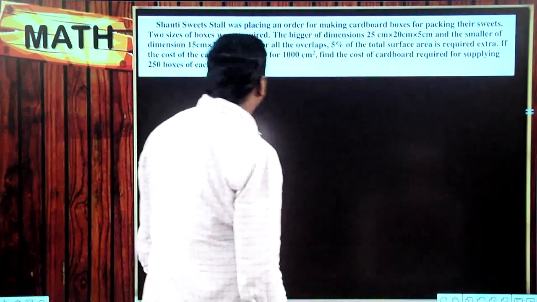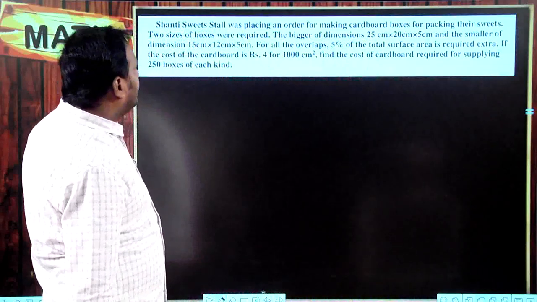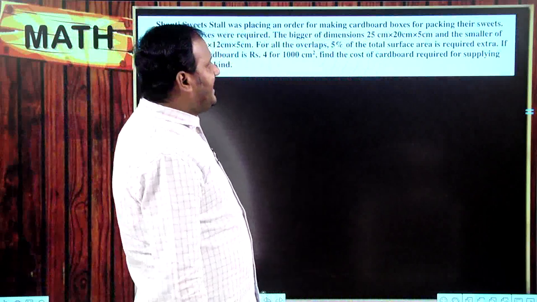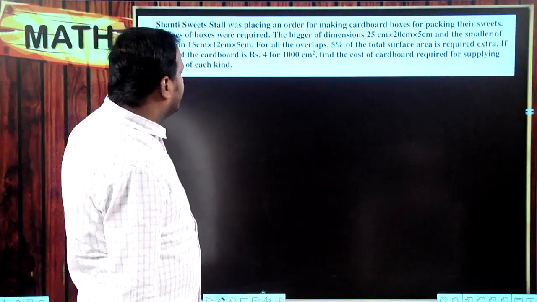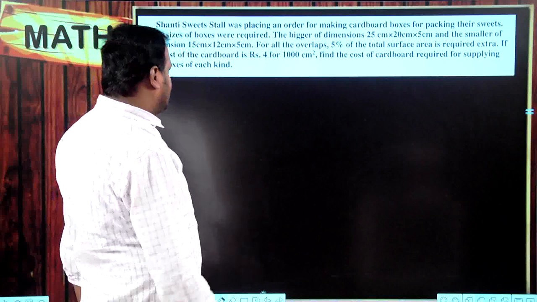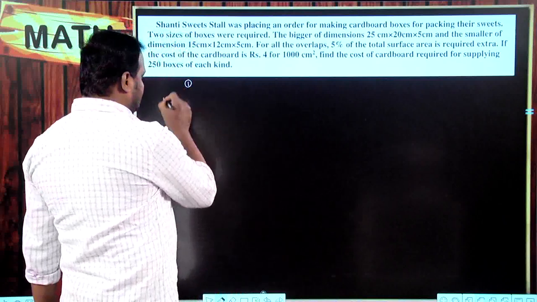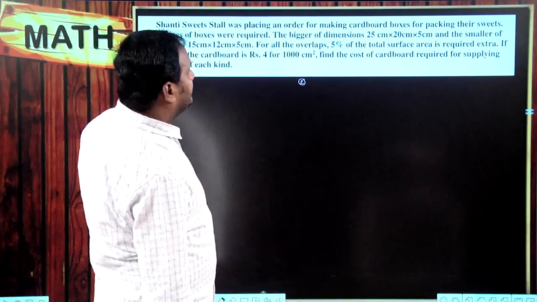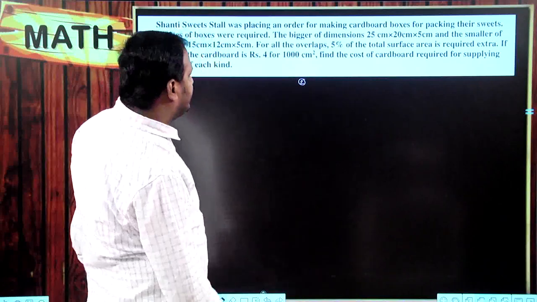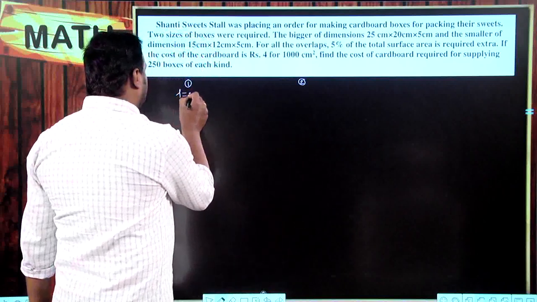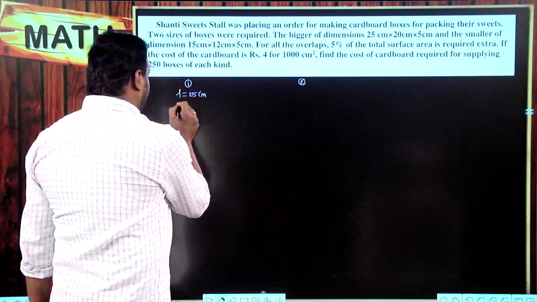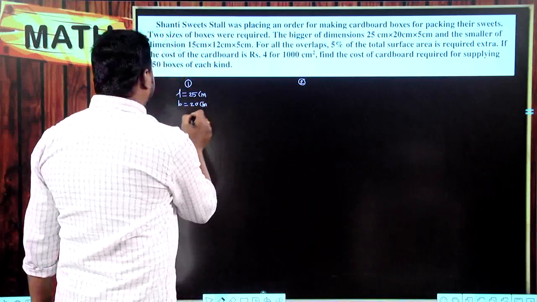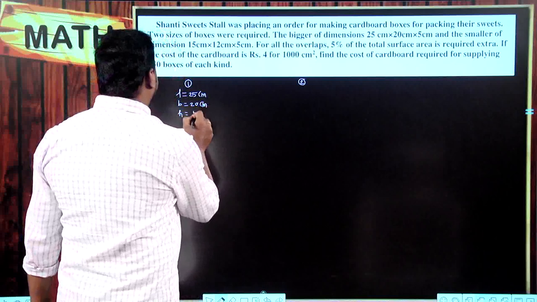The next problem is: Shanti Sweet stall was placing an order for making cardboard boxes for packing their sweets. Two sizes of boxes were required. So, there are two types of boxes, first type and second type. The bigger box has dimensions 25 centimeters, 20 centimeters and 5 centimeters, which means length is equal to 25 centimeters, breadth is equal to 20 centimeters, and height is equal to 5 centimeters.